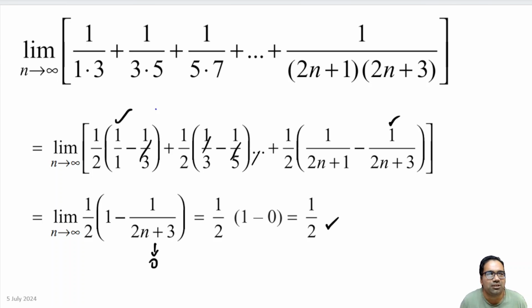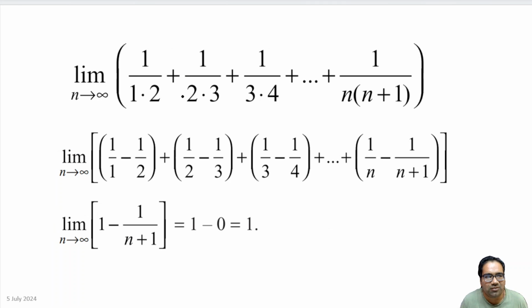Earlier also we had done a similar problem. This one, 1 by 1 into 2, 1 by 2 into 3, likewise. 2 minus 1 is 1, 3 minus 2 is 1. Instead of half, we are directly showing this as difference. 1 by 1 minus 1 by 2, 1 by 2 minus 1 by 3, 1 by 3 minus 1 by 4. All of this will get cancelled except the very first one and the very last one. 1 minus 1 by n plus 1. So this series is equal to 1.